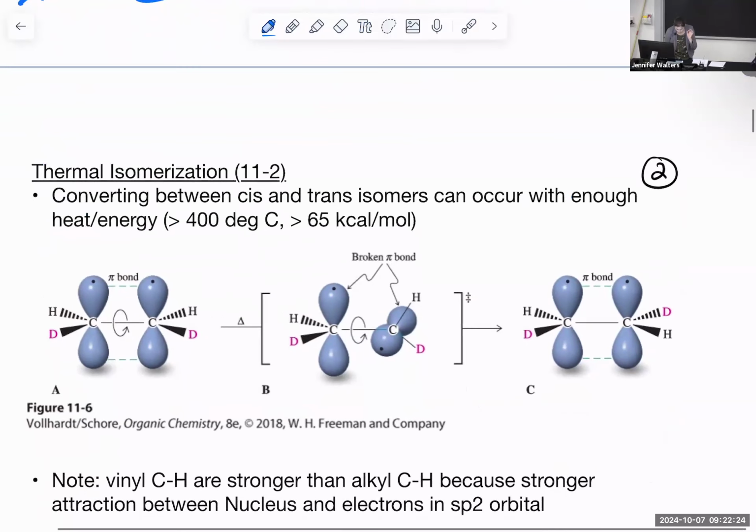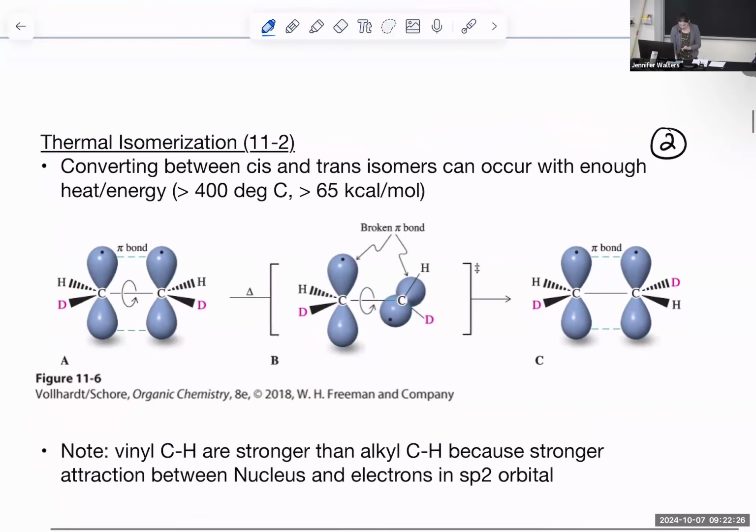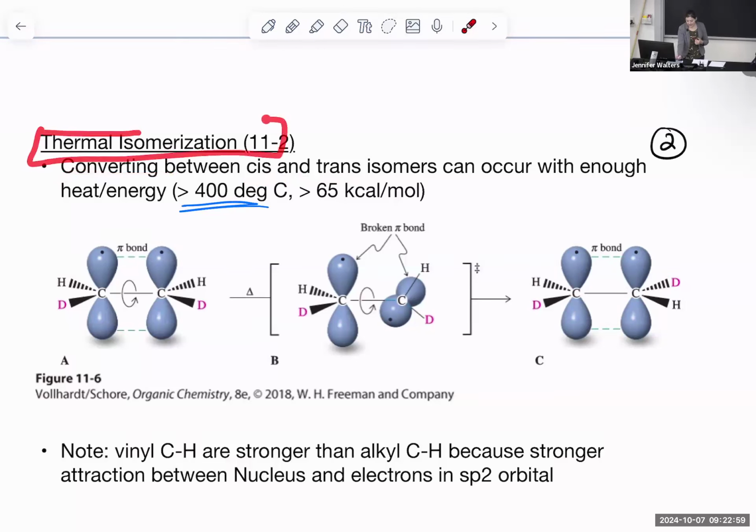When you are at extremely high temperatures, that is very, very hot. Remember, water boils at 100. So this is like 400 degrees Celsius. This is like oils are on fire at this point. Extremely high temperatures, you can force your cis to become trans. You can force your alkenes to become the more stable. You can convert between them. So this is known as thermal isomerization.